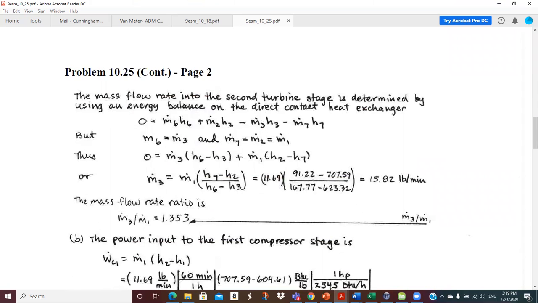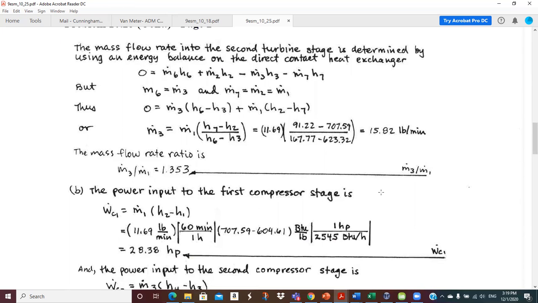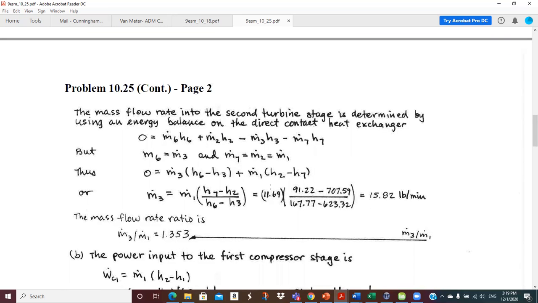So making all those substitutions, we can solve for m dot 3. And we do that in terms of the enthalpies, and we plug in the numbers, and we get the mass flow rate at 3 is 15.82 pounds mass per minute. So the first thing that you wanted to calculate was this ratio, m dot 3 to m dot 1, 1.353 is the answer. Just plugging in this and the 11.69.